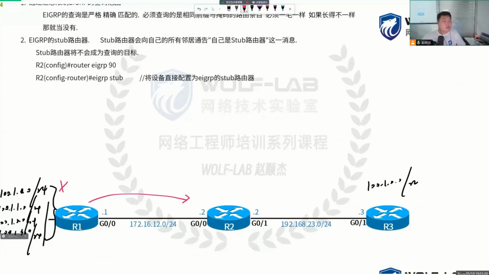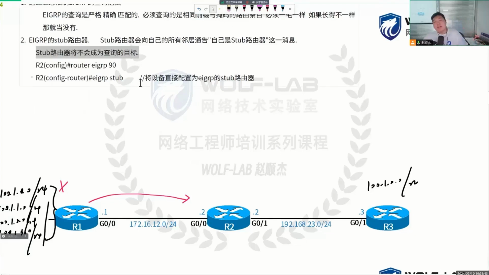It will not be a target of queries. It will not become a query target. This is actually very easy to understand. The difficulty lies in the second point. What did they give us in the command line? We typed EIGRP stub, and it sent two words, something called connected and another thing called summary.